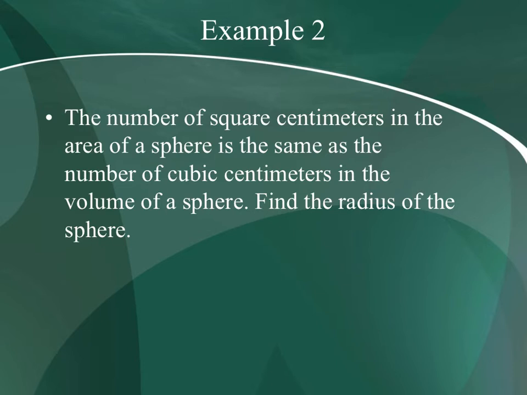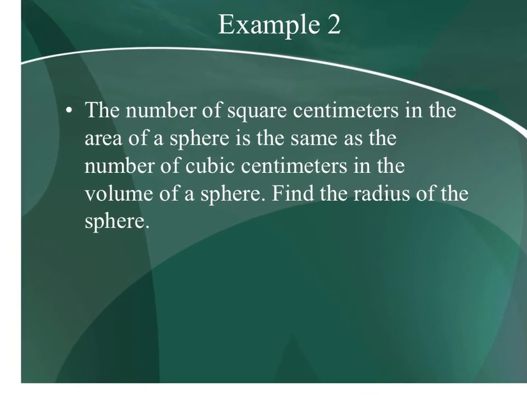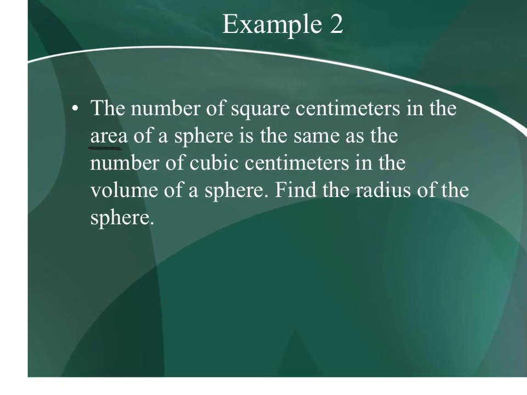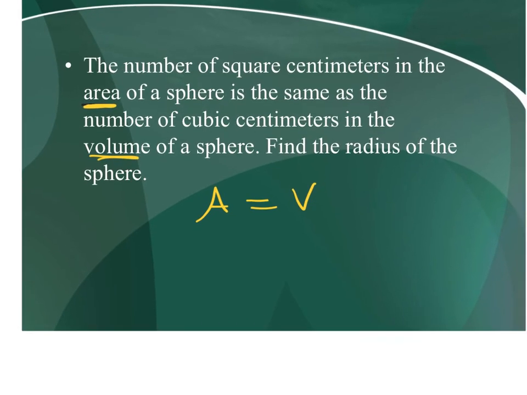Okay, so for this one, it says that the number of square centimeters in the area of a sphere is the same as the number of cubic centimeters in the volume of a sphere. Find the radius. So what this is telling me is the area and the volume are equal. So area equals volume here. So I'm going to set the two equations equal to each other. So 4 pi r squared equals 4/3 pi radius cubed. I need to solve for r.